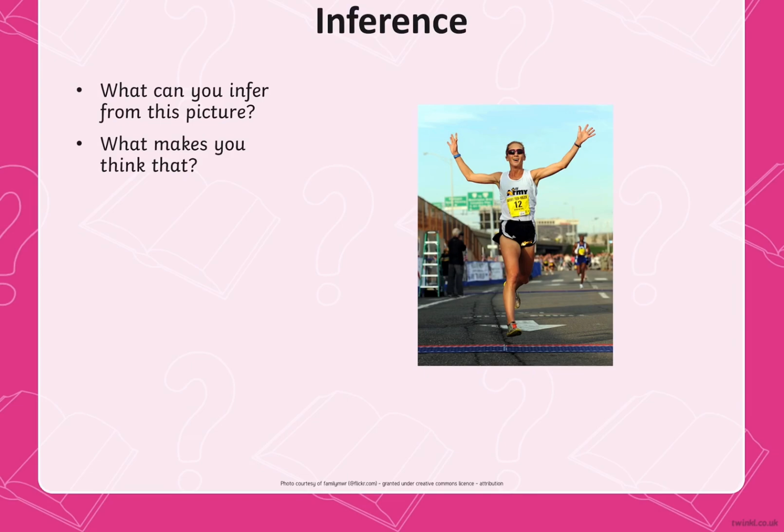Inference. What can you infer from this picture? From this picture, then, I can infer that the person is probably running in a race. And the reason I can say that is because of the clothes that they are wearing. Those are the clothes that I have seen lots of runners wear. They seem quite appropriate. They've got trainers on. They've got a number pinned to their front, which often is given to runners when they're in a competition.